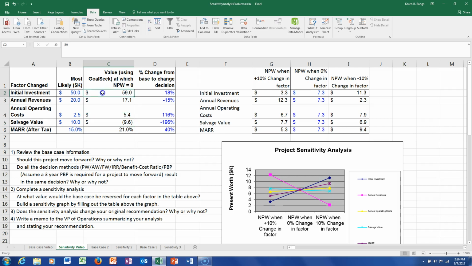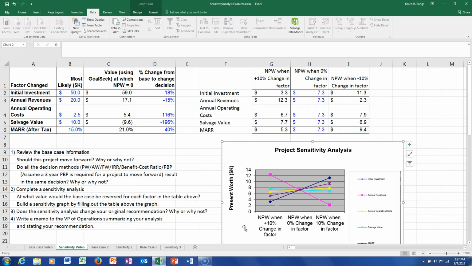And so using goal seek, I went through and did that for each of the factors, and this is what it came out to be. So you can see that when there's a large change, that means it's not very sensitive. When there's a small change, I'm looking at percentages right now, then that means it's relatively sensitive to initial investment and annual revenues in this case. So that's one way I want you to look at it, looking at goal seek. And then I also want you to complete a sensitivity graph, build a sensitivity graph, which you see right here.